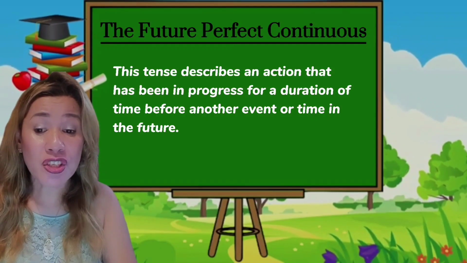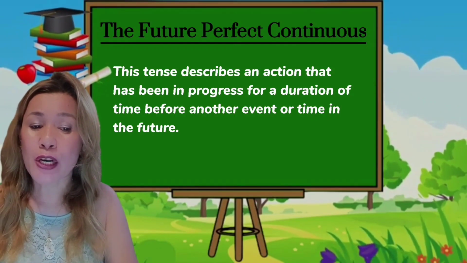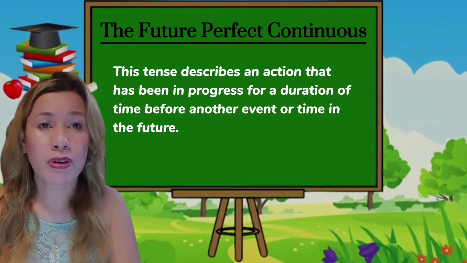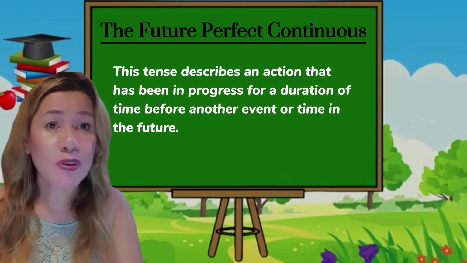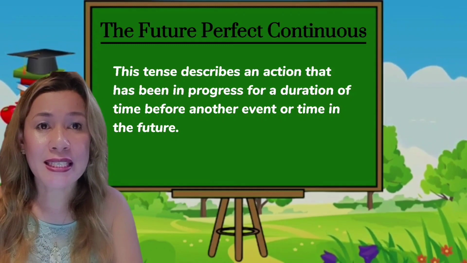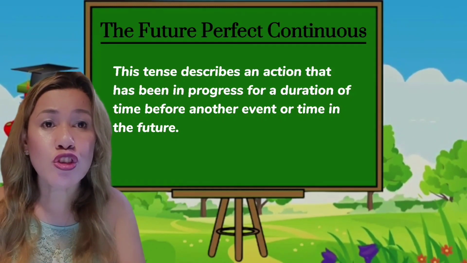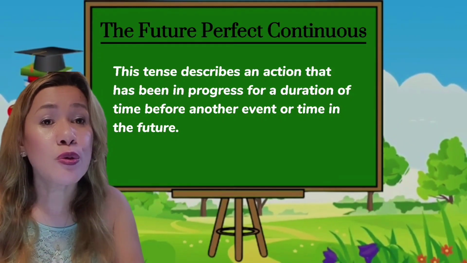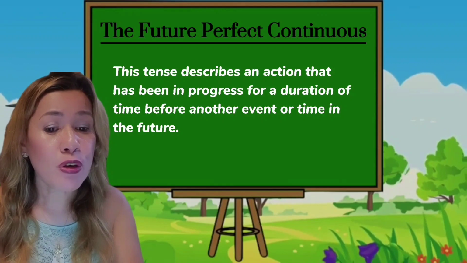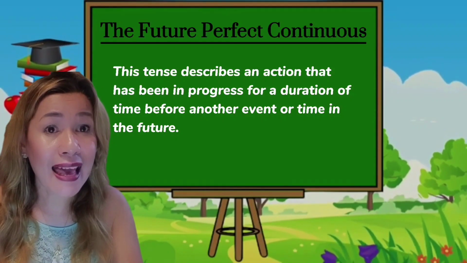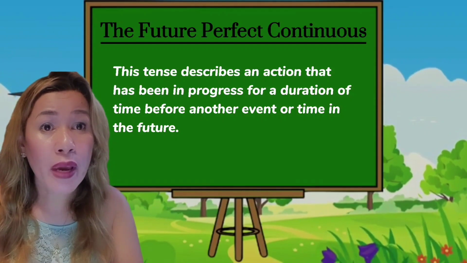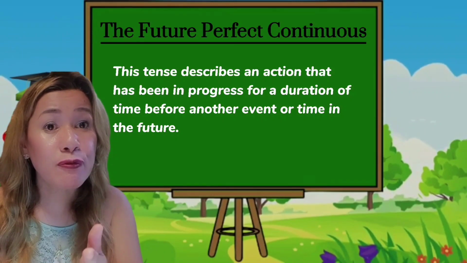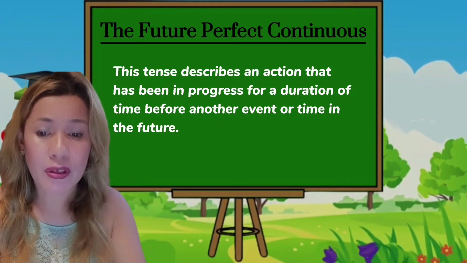This tense describes an action that has been in progress for a duration of time before another event or time in the future. Again, recall in my previous video that for future perfect tense, there are two future actions in your sentence. It's the same thing for future perfect continuous. Two future actions, and the future perfect continuous indicates that this action is ongoing, in the first of the two future actions that will happen.